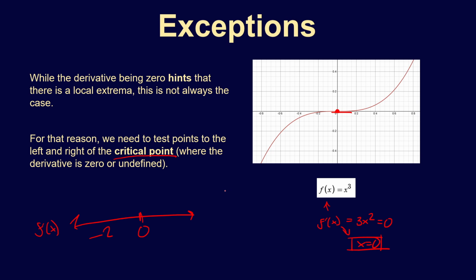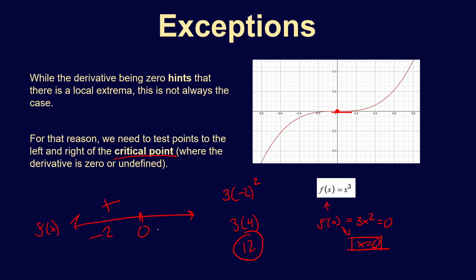So 3 times negative 2 squared. It's going to give us 3 times 4, 12. It does not matter what this number is, all right? But it does matter if it's positive or negative. It happens to be positive here.